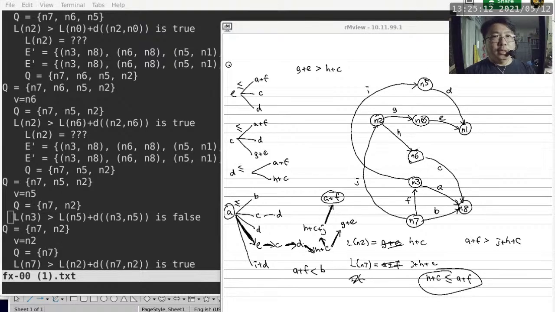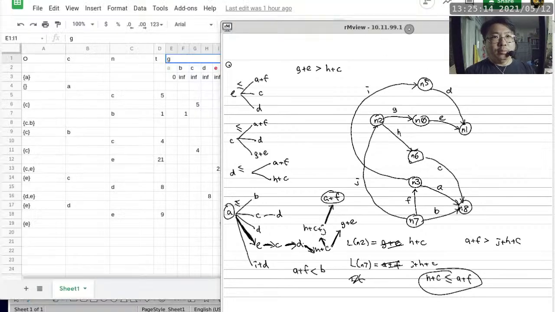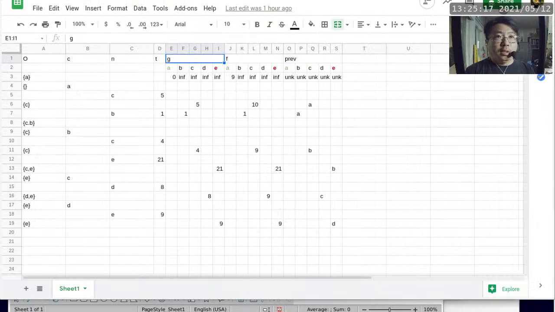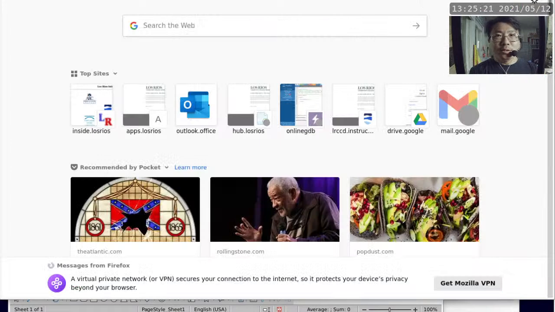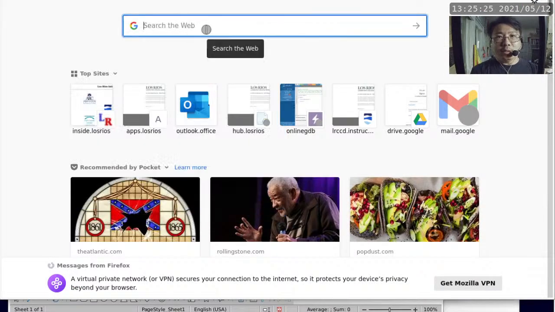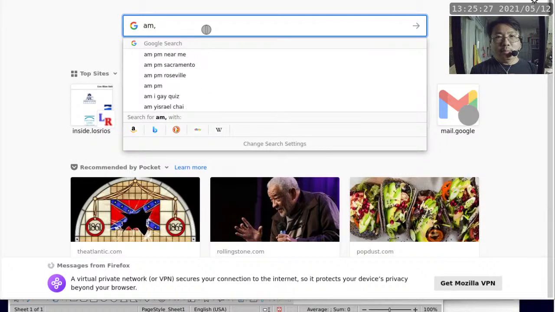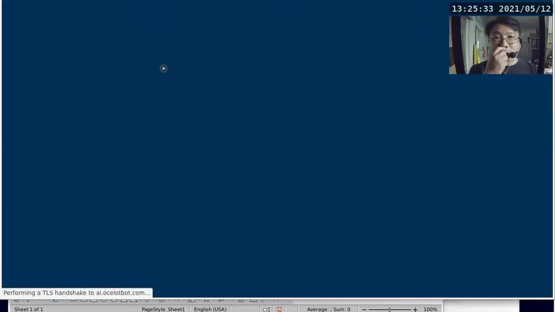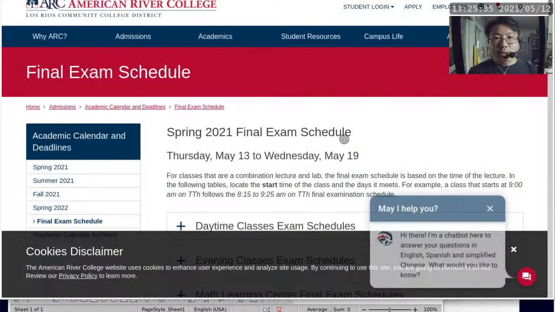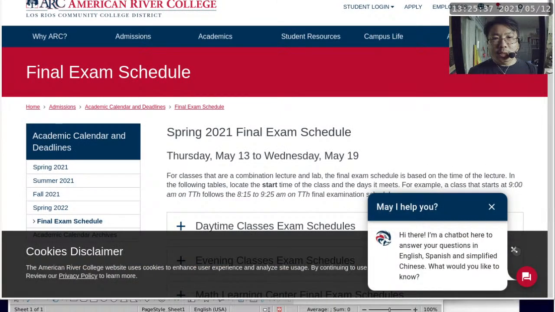All right, so here's something that you probably want to know as well: you can look it up. I'm going to do it in the actual search box here. You look up American River College final exam, and then you just look up that page. This is not an evening class, this is an AM class, a daytime class.